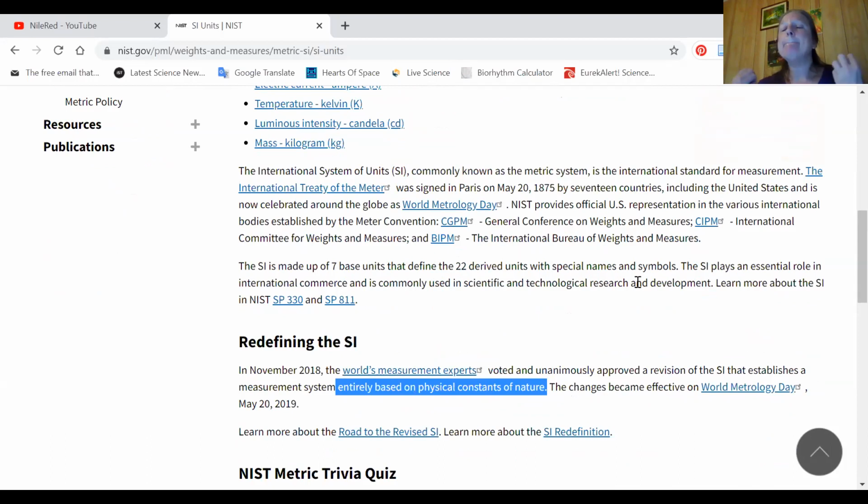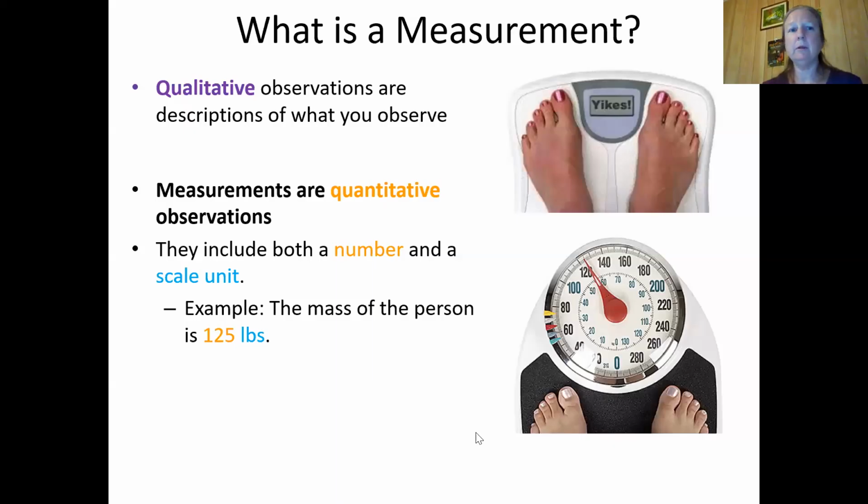So measurements are defined, units are defined, and that's important. So a measurement is a number with a unit that has been defined as part of data analysis.